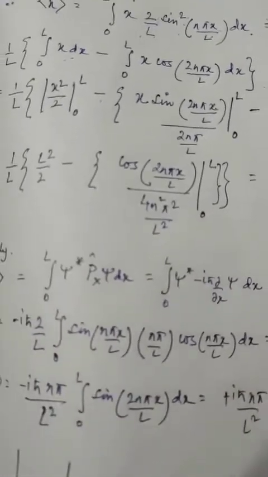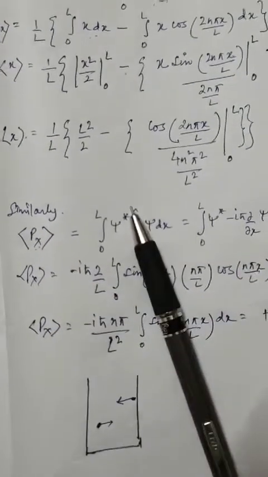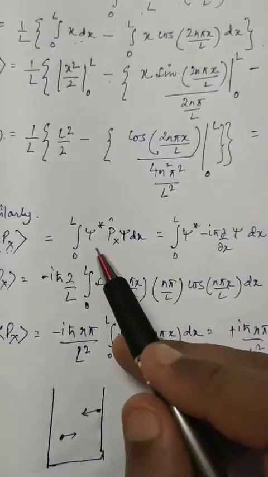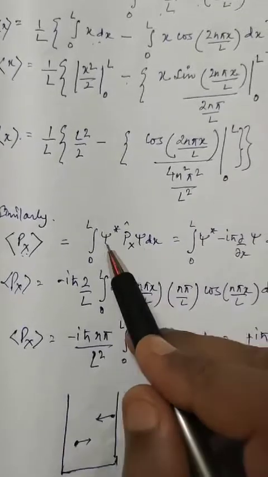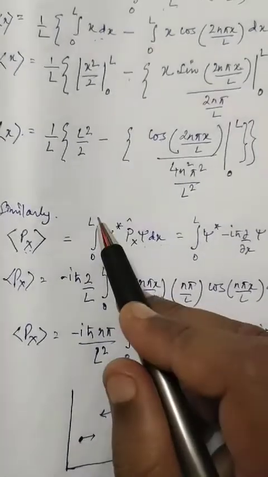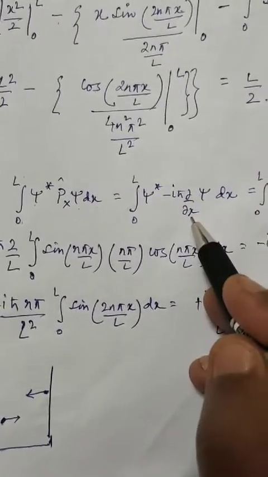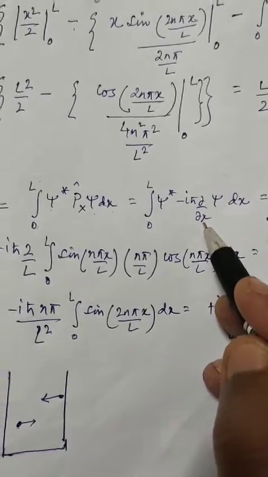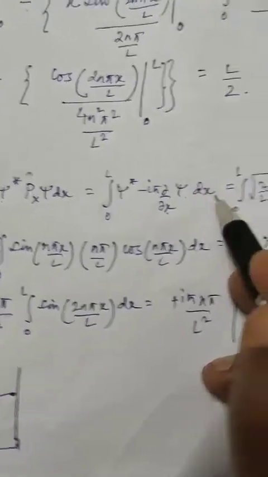Similarly, if I ask you what is the expectation value of momentum, again, expectation value of any observable quantity is given by the operator of that observable, that is the px operator, sandwiched between psi star and psi and integrated within proper limits, 0 to L. So again, psi star, you remember the px operator was minus i h cross d dx. That's why we did the operators first. This operator operating on psi dx.